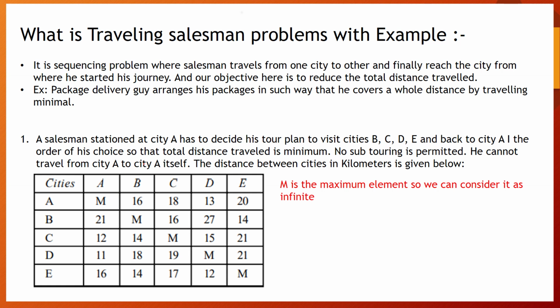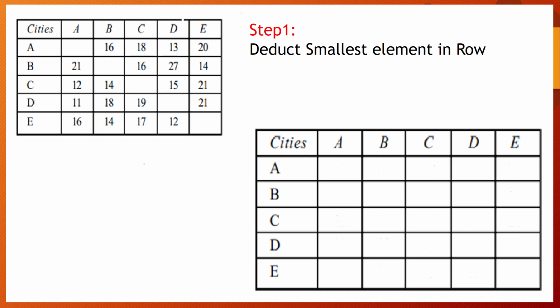So let us start with the problem. Here also the steps are the same as the assignment problem, but here we need to consider these as infinite. So let me make them infinite. Same steps: identify the smallest element and subtract that smallest element from all the other elements in the row. If you have not watched the video on the assignment problem, please pause the video here, go back, watch it completely and come back. In this video we'll be using the same steps.